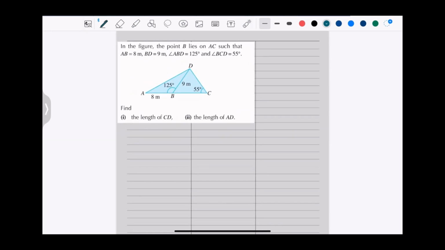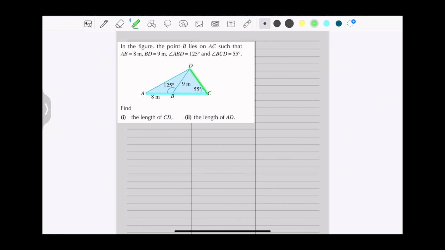So in the figure, the point B lies on line AC. This means that on this line AC, point B is lying somewhere, and the dimensions are given. You have to find out the length of CD.